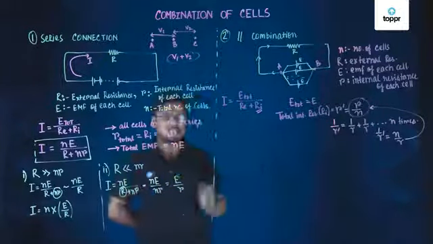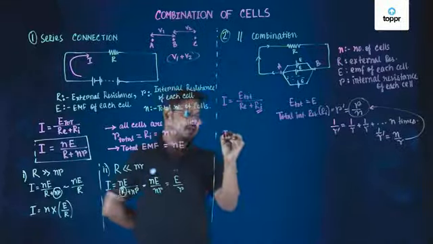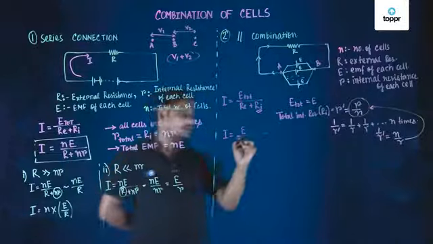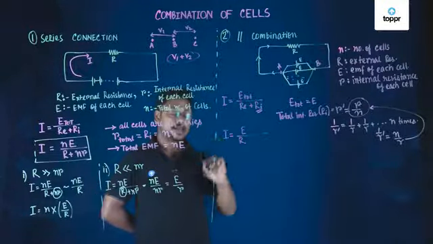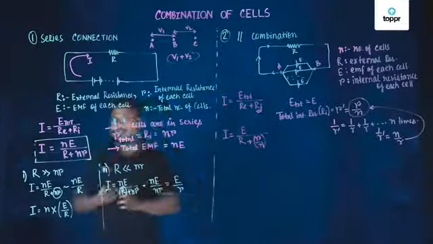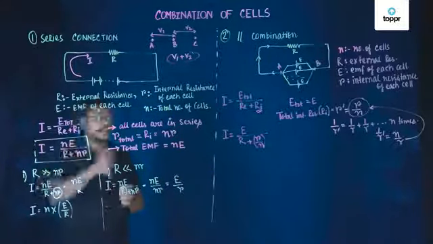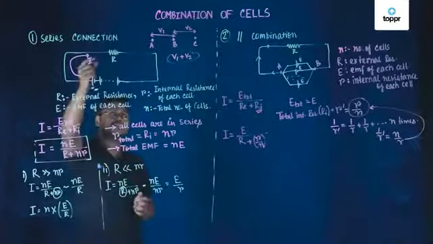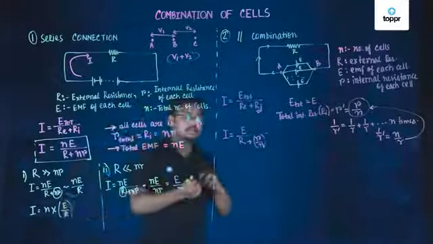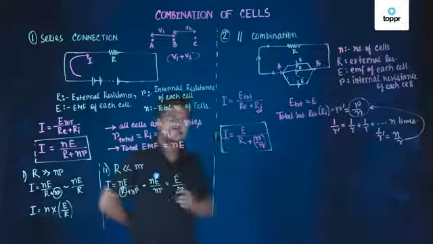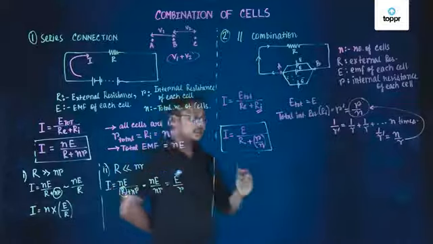Now let's put the value in this expression. We get current I equals E divided by capital R, the total external resistance, plus r divided by n. Just look at this expression. When the cells are connected in series, this is the value of the current passing through the external resistance R. But when the cells are connected in parallel, this is the value of the current that will flow through the external resistance.